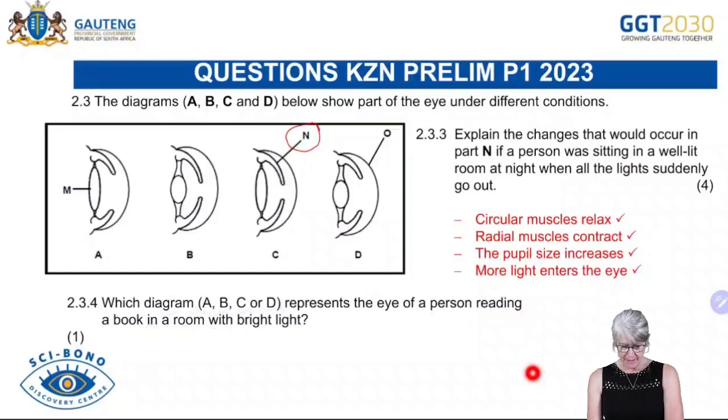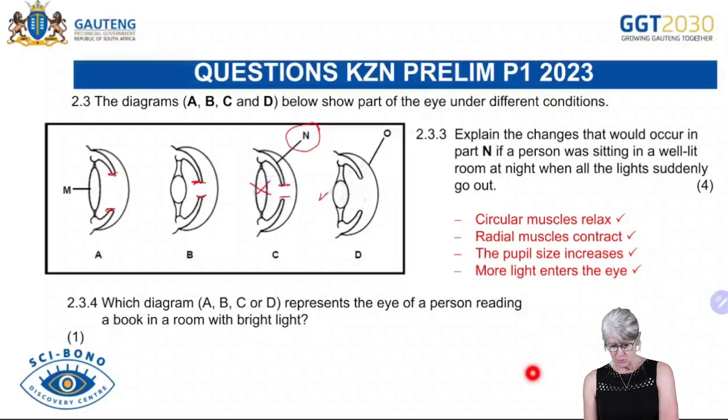So if I have a look here, my pupil is too wide in diagram A, plus my lens is very narrow. If I look at B, my lens is nice and convex, as well as my pupil being quite narrow. If I look at C, my lens is too narrow. My pupil is correct, okay, but that's not correct. And then if I look at D, my lens is correct, but my pupil is too wide, so there's too much light coming in, so that one won't be correct. So therefore, the answer must be B.